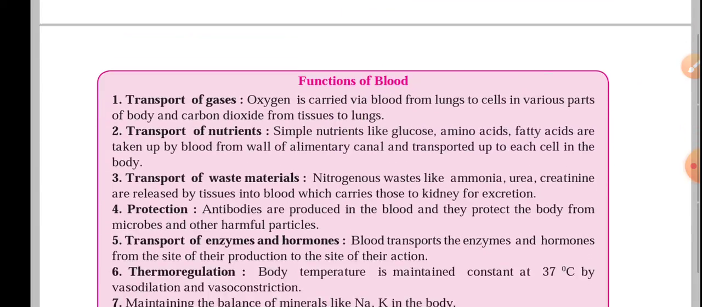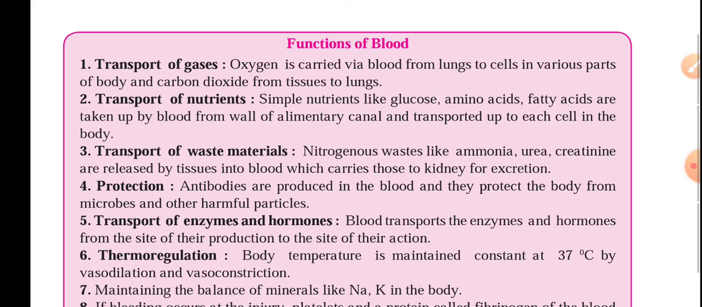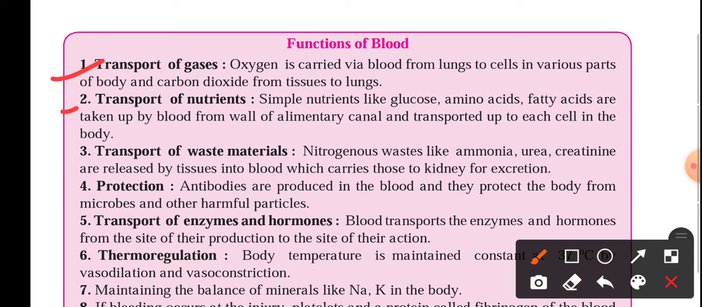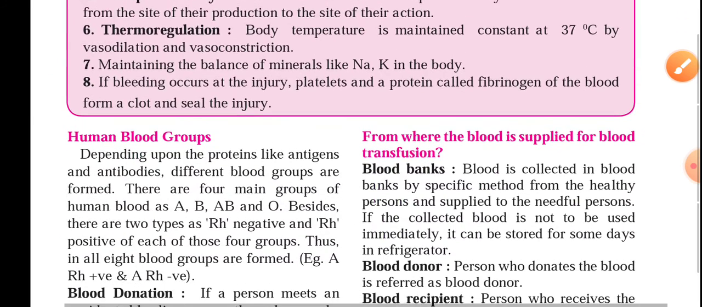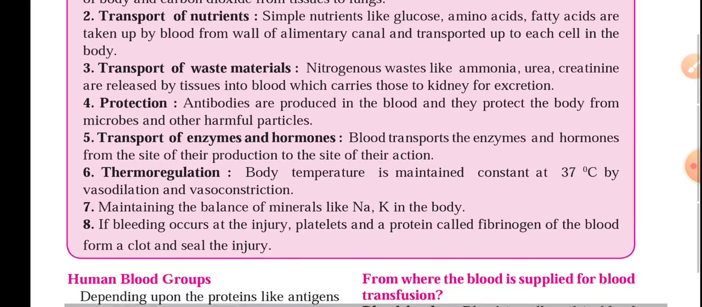Then the functions of blood they have given: transport of gases, which we have already discussed, then transport of nutrients, transport of waste materials, then protection that WBCs are doing, then transport of enzymes and hormones. Thermoregulation means maintaining the temperature of the body, then maintaining the balance of minerals like sodium and potassium in the body. And if bleeding occurs in an injury, platelets and a protein called fibrinogen in the blood form a clot and seal the injury. So this is about the blood.